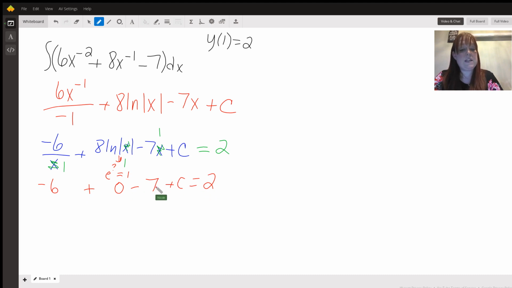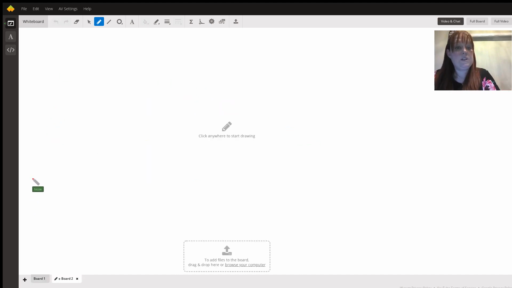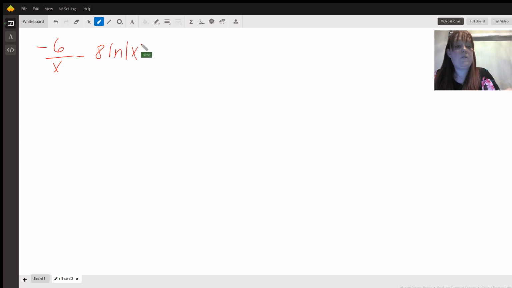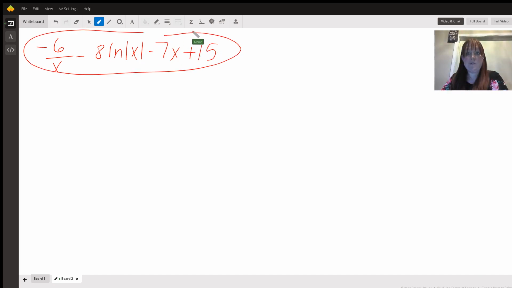Okay, so I have negative 6 and negative 7 is going to give me negative 13. When I add that to both sides, I am going to have a positive 15. So I have that c equals 15. And so I can come back up to my original equation. And let's just give ourselves another board here. So we have negative 6 over x plus 8 ln absolute value of x minus 7x, and we found that the plus c was 15. So there's your particular solution with an antiderivative that we needed.